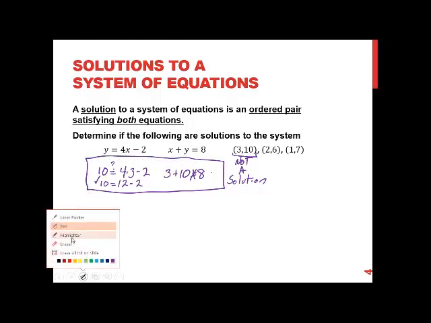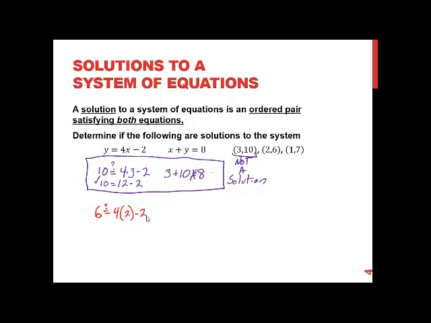Alright, let's do another one. 2, 6. We'll plug the 2 and the 6 in. 6 equals, we're checking, 6 equals 4 times 2 minus 2. 6 equals 8 minus 2. Oh yeah, that one's true. So it satisfies the first equation. We'll try the other one. 2 plus 6 equals 8. Well yeah, that satisfies that equation too. So 2, 6 is a solution.